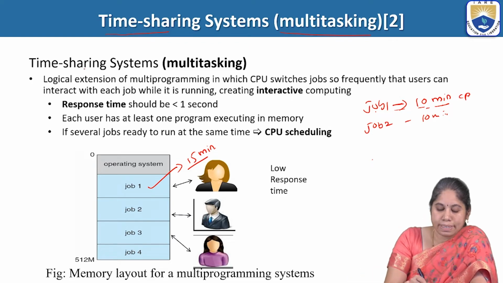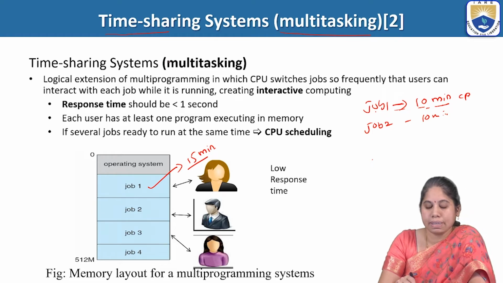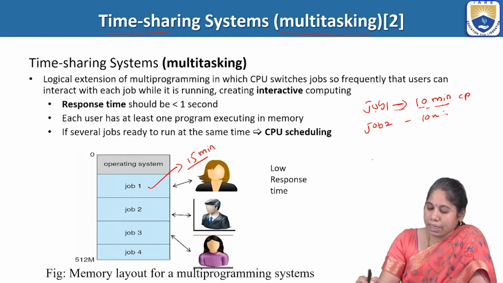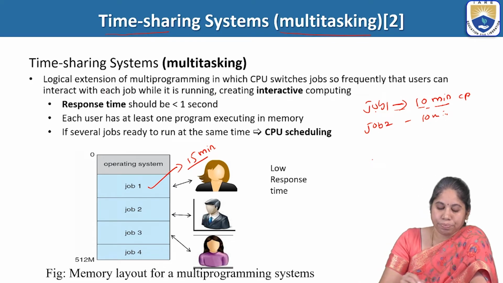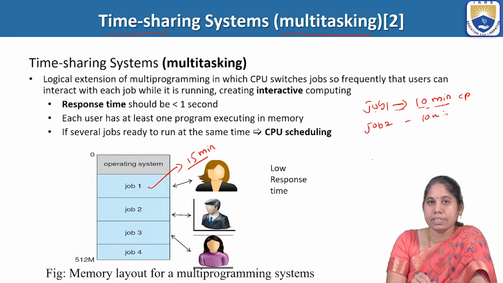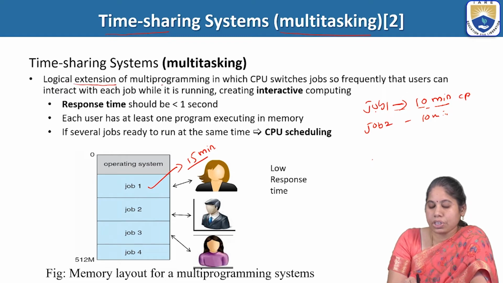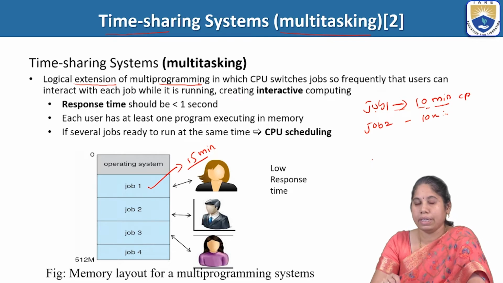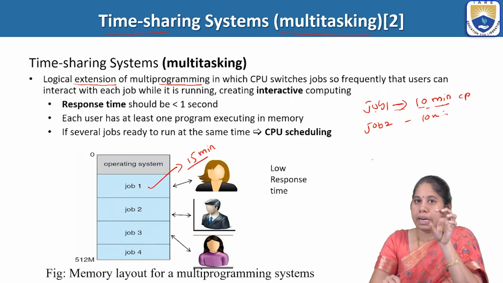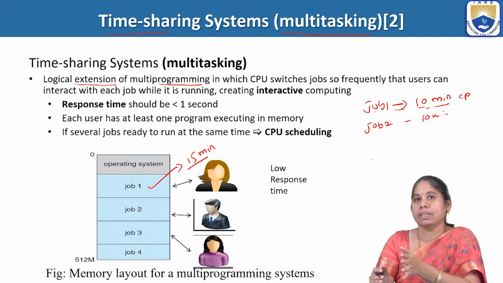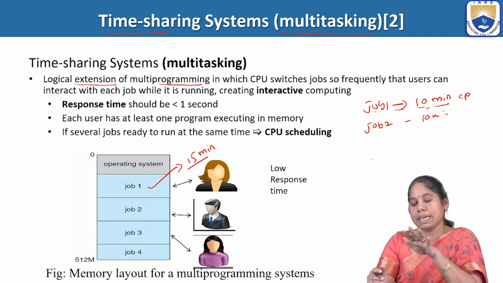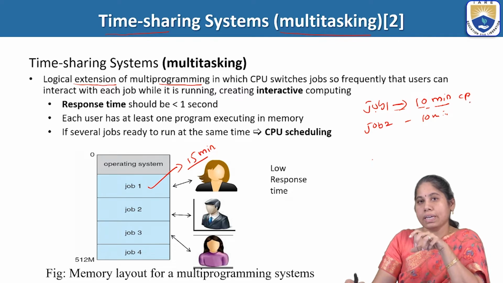What is most important in a time sharing operating system is that time is allocated to each and every job. In other words, it is a logical extension of the multiprogramming concept. What is multiprogramming? Running more than one job at the same time. Here also in the time sharing system, more than one job runs at the same time, but here the time is constrained for each.